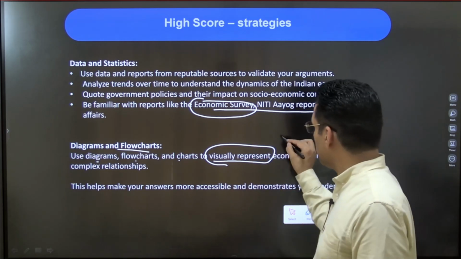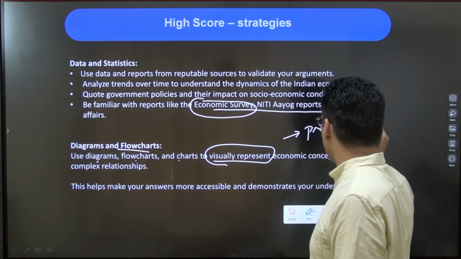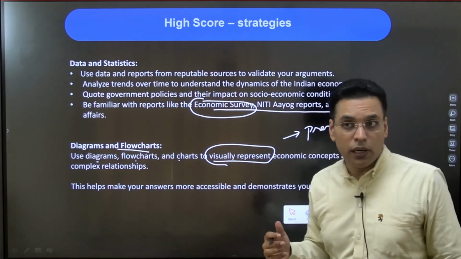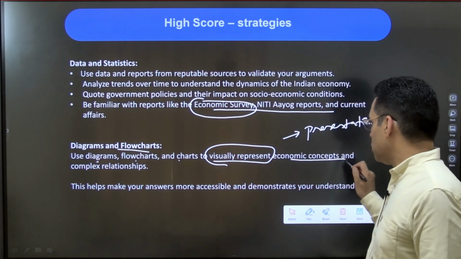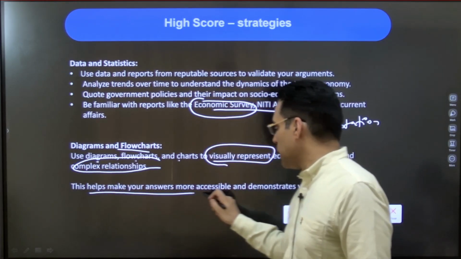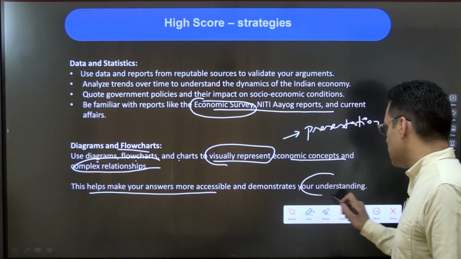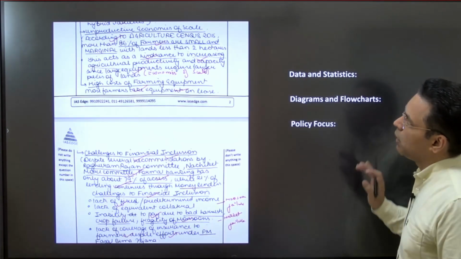Okay, for any good answer, the presentation is also very important. The content is important. The presentation is important. Are you answering all the part and dimension is important? Okay, so it makes your concepts and interlinkage is there. This helps you make your answers more accessible and demonstrate your understanding. So high score approach में ये approach रहेगा.